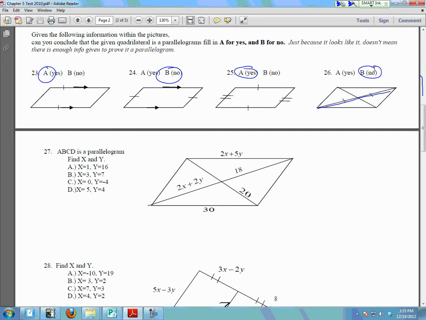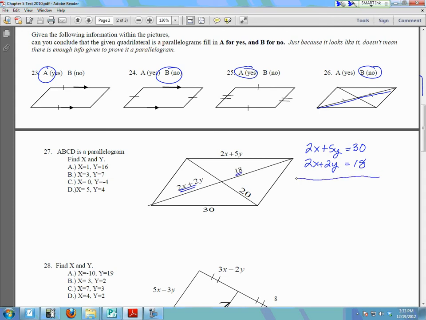At number 27, again, we want to find x and y, given that this is a parallelogram. So I want to take 2x plus 5y is equal to 30, because I know opposite sides are congruent. And now I'm going to take 2x plus 2y is equal to 18, because I know that the diagonals bisect each other. So I'll say 2x plus 2y is equal to 18.